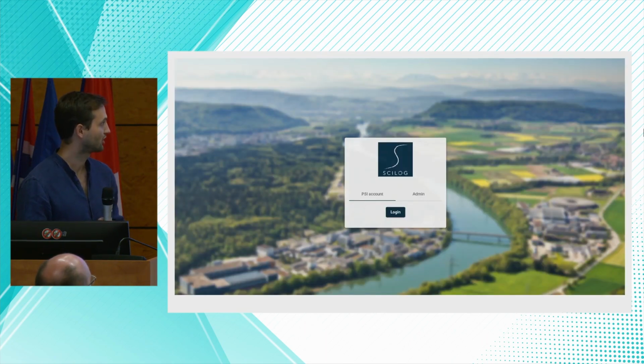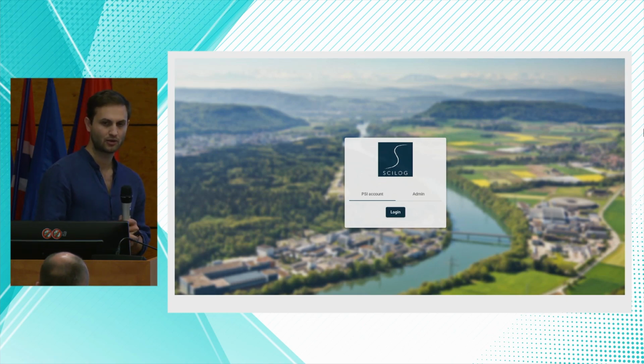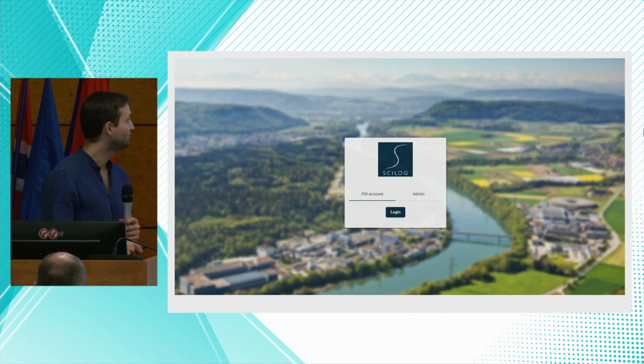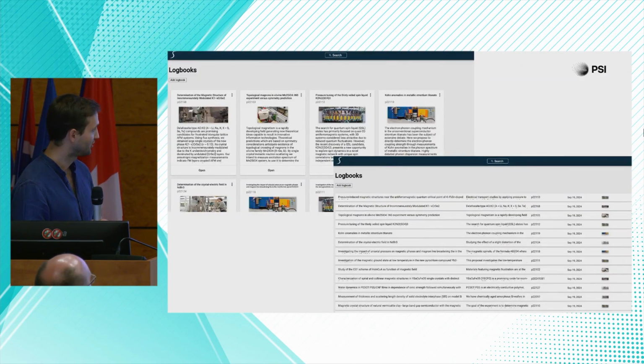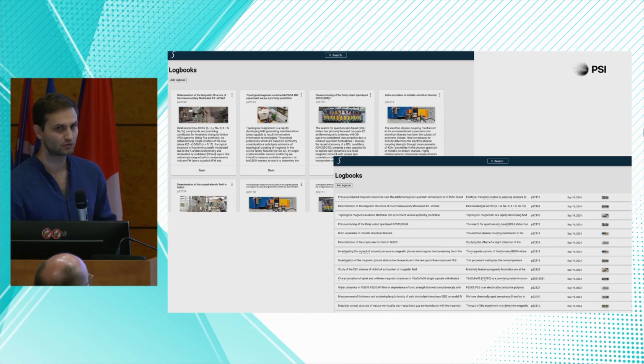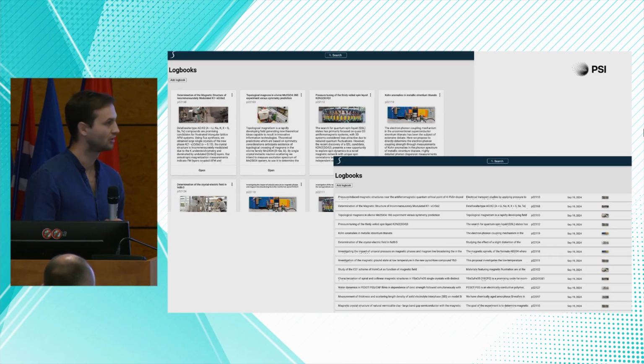We provide authentication and authorization. It works by delegating to our PSI identity provider, so any PSI user has access to Silog. And then you get here. Once you're here, we show what we call logbooks. These are annotations on a particular experiment. For example, here they are running an experiment. They have a short description, a title, and the group which has access to it. Once you go inside, you see further details.